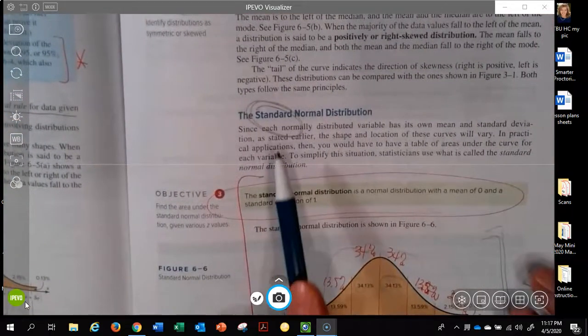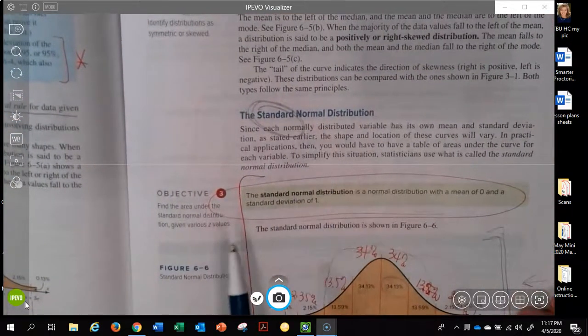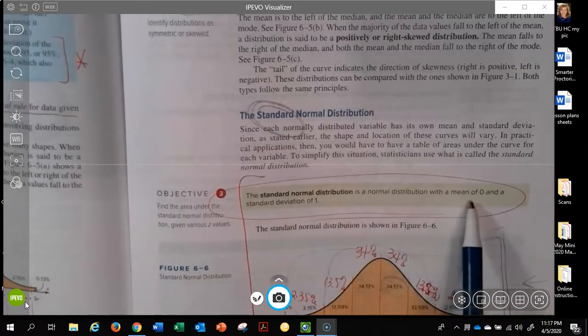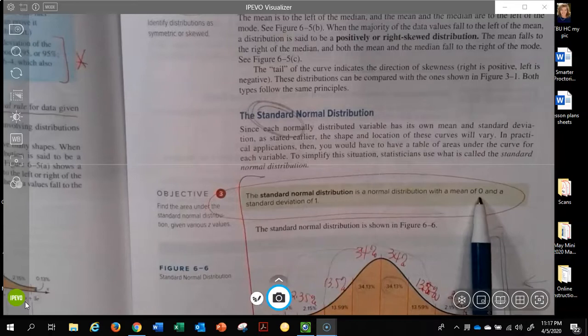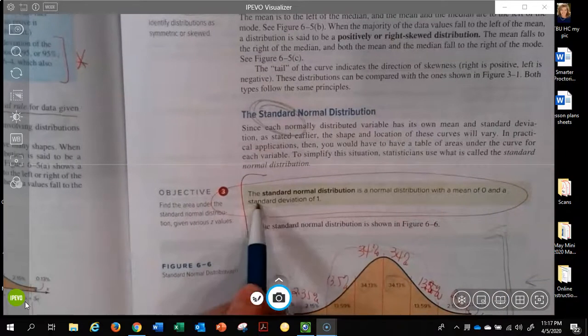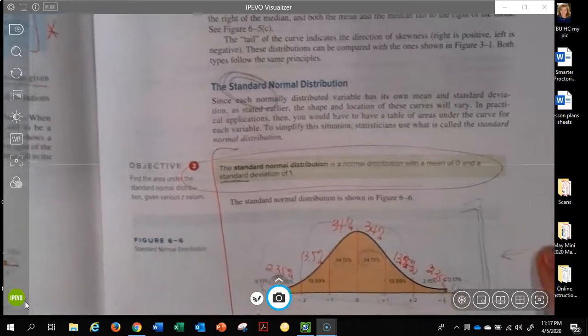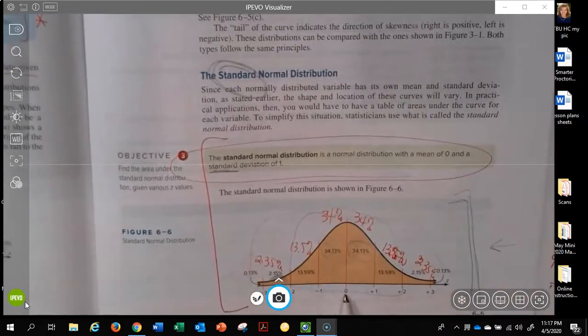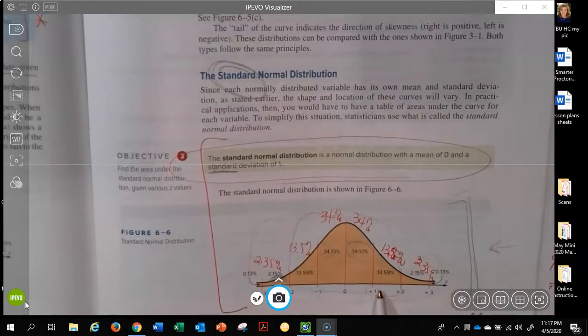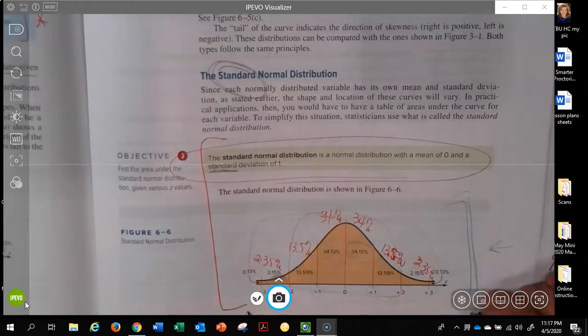I also want to point out the standard. When we're looking at the standard, it's a normal distribution with a mean of 0 and a standard deviation of 1. If you look down at the bottom, you see our mean is at 0. We have plus 1, minus 1, minus 2, plus 2, and plus 3, minus 3.